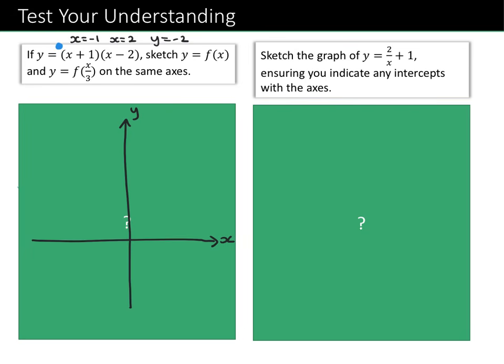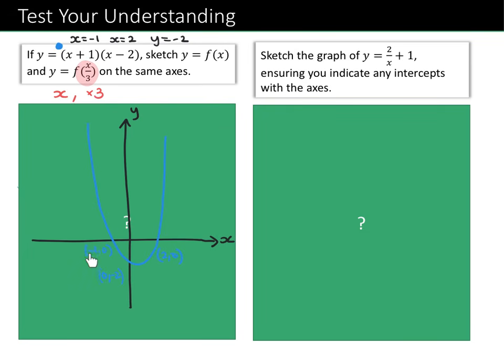Okay. So, for the blue one, I know it's going to go minus 1. Here we go. So, my coordinates are minus 1, 0, 0, minus 2, and 2, 0. Okay? So, then for my function is x divided by 3. So it affects the x, which means instead of dividing by 3, I'm doing the opposite, which is times by 3. I have 3 coordinates.